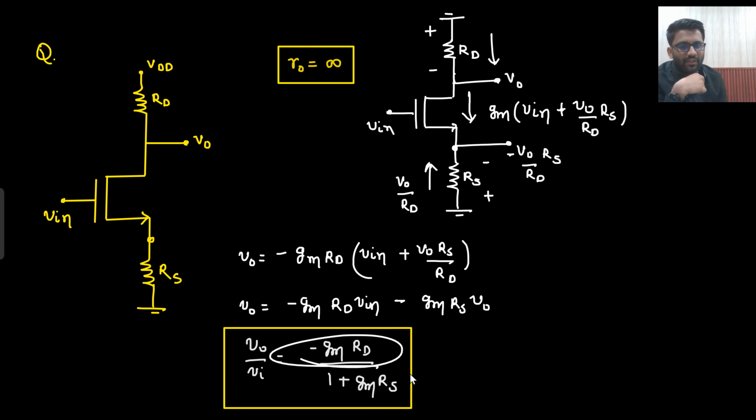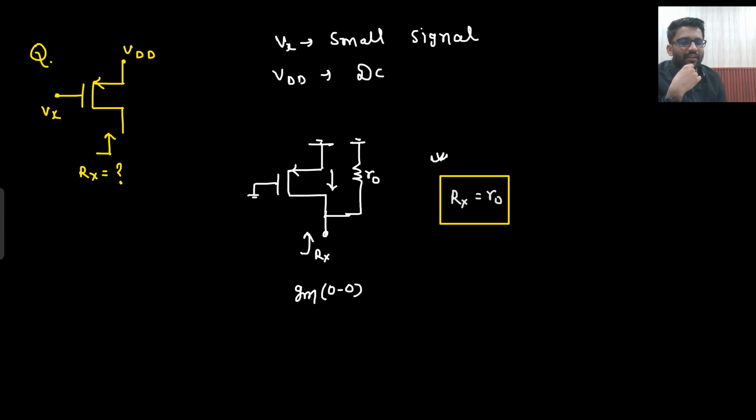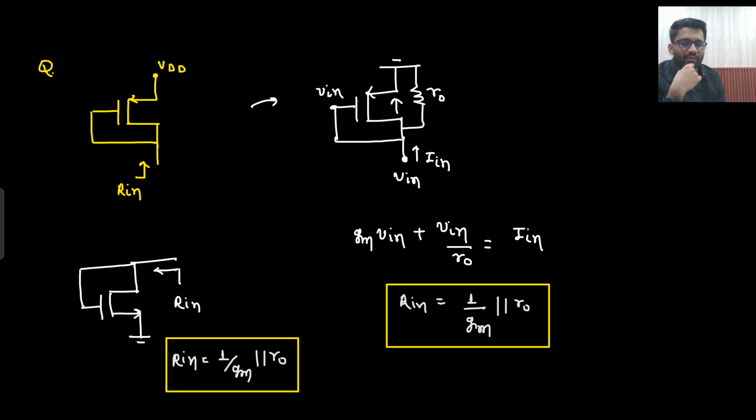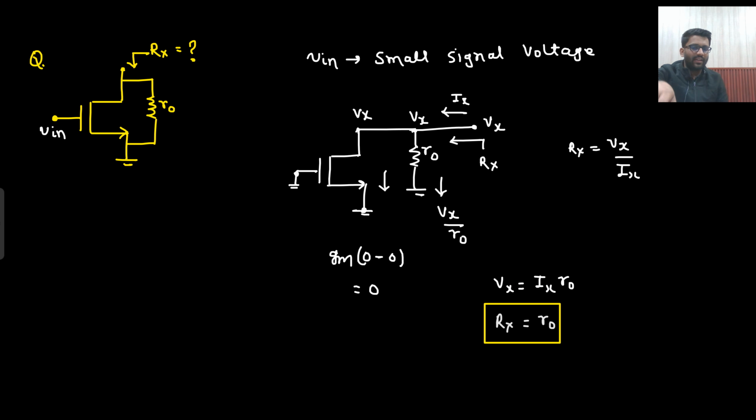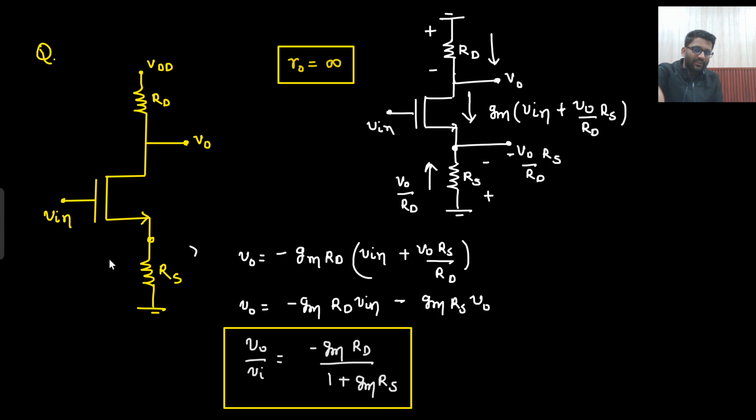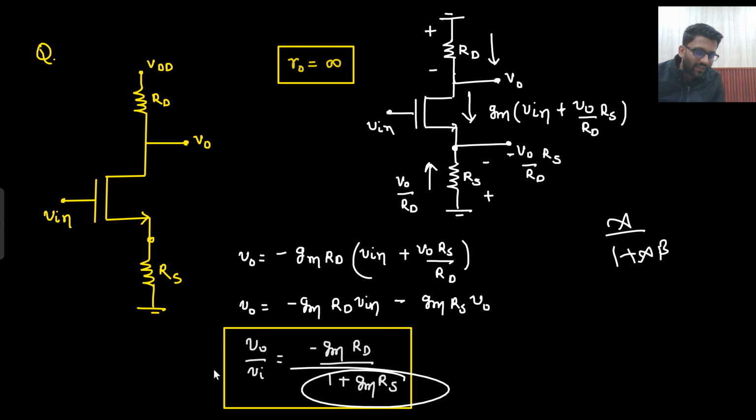Have we seen this particular factor? Yes, minus Gm Rd. Where did we see it? Not here, sorry. The voltage gain we saw now: minus Gm R naught parallel with R, or in place of this R naught parallel with R, I could have written Rd as well. So the gain was minus Gm Rd. Now this is the same circuit, but now this Rs is also connected. Here what did I say? This is a negative feedback and it is voltage sampling, and in voltage sampling the gain will be reduced by the factor A upon 1 plus A beta. So it is reduced by this particular factor.